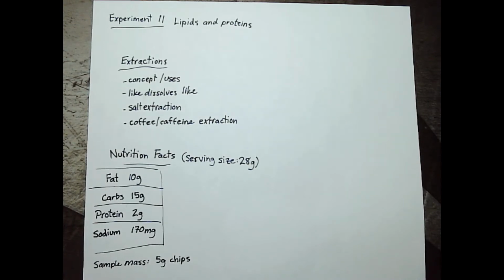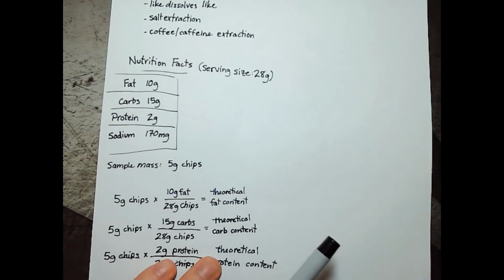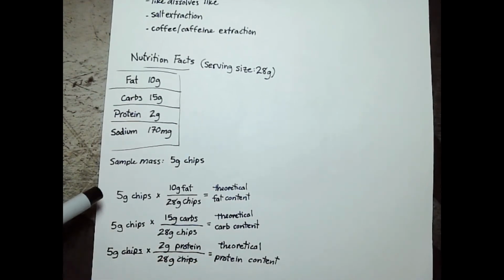But here I have the nutrition facts from a random potato chip bag. One serving is 1 ounce or 28 grams. In a single serving, there's 10 grams of fat, 15 grams of carbs, 2 grams of protein, and 170 milligrams of sodium. Here I have all the calculations for all the different macronutrients, even though not all of them are needed for the worksheet.